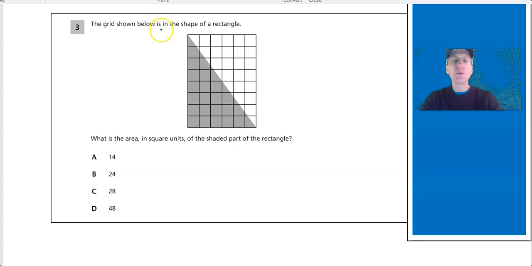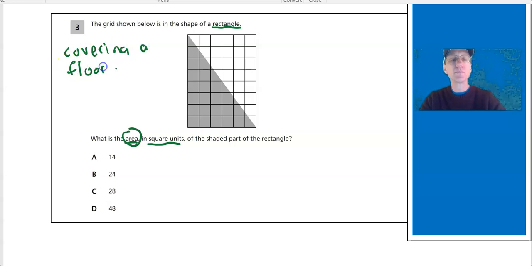Okay, take a look at this one. The grid shown below is in the shape of a rectangle, okay? What's the area in square units? And of course, when we're talking about area, we mean covering. It's like covering a floor is a good way to think of it. Covering a floor with squares. That's what we mean by area. Perimeter would be going around the outside of that floor. Let's say this is a floor, going around the outside of it and painting a line all around the outside. How long would that line be? Okay, area, covering it up.